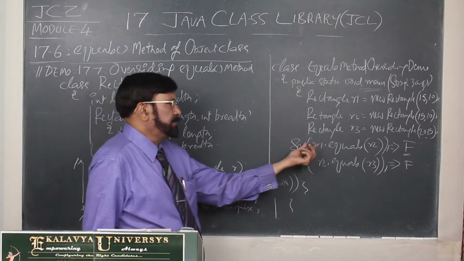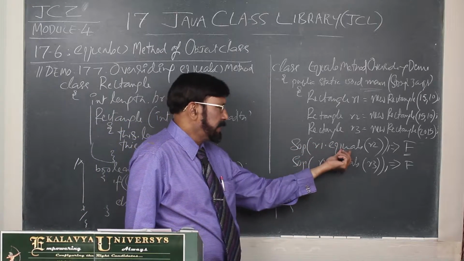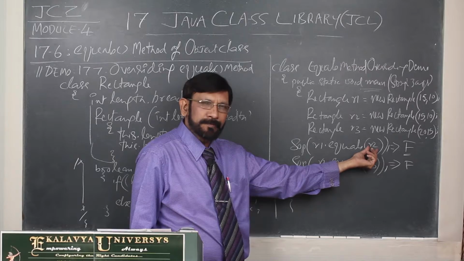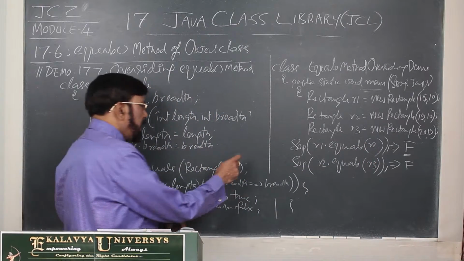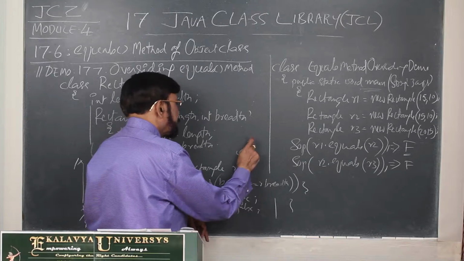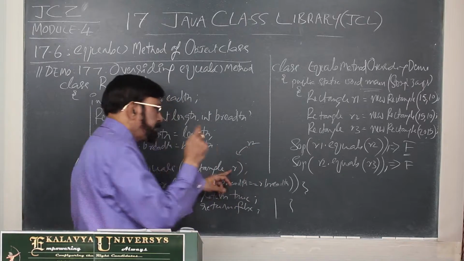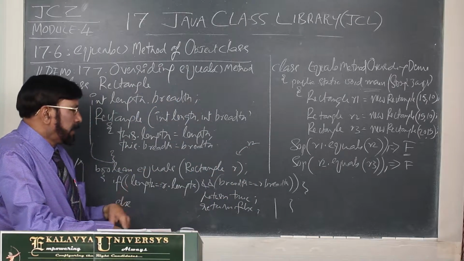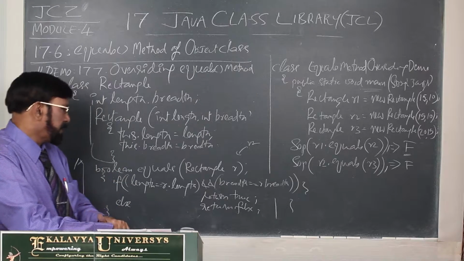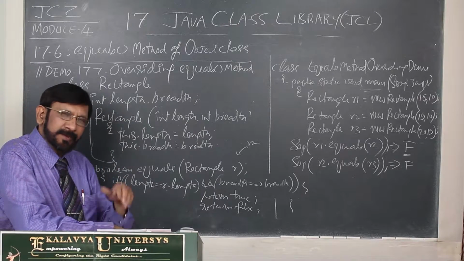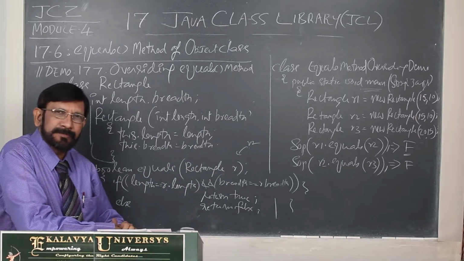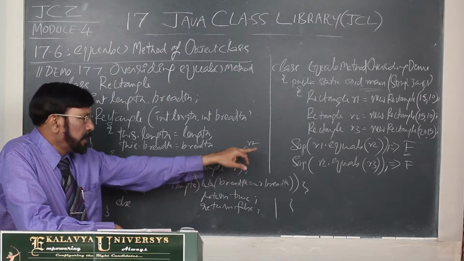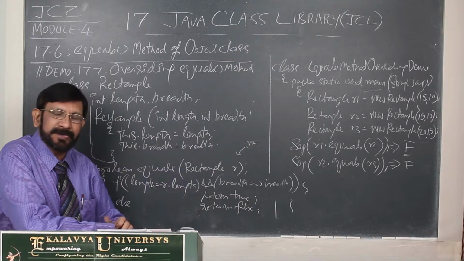Now, here you see R1.equals(R2). What am I passing? R2 I am passing. Then R2 is copied into R. Now, you get a great doubt. What is that? Actually, if you have to compare two objects, you have to pass two, but you are passing only one object.